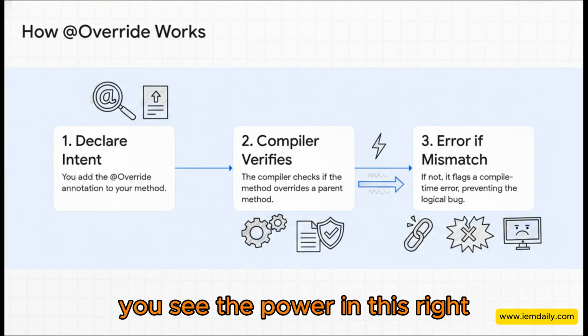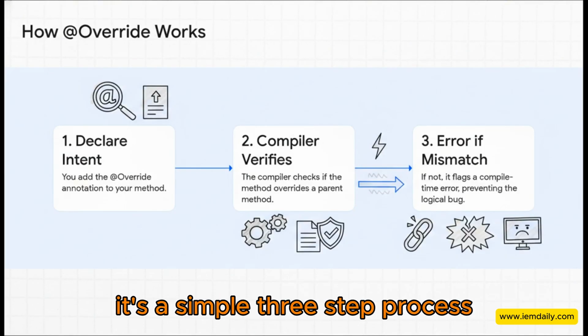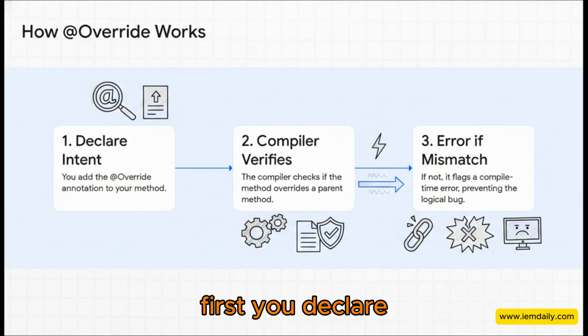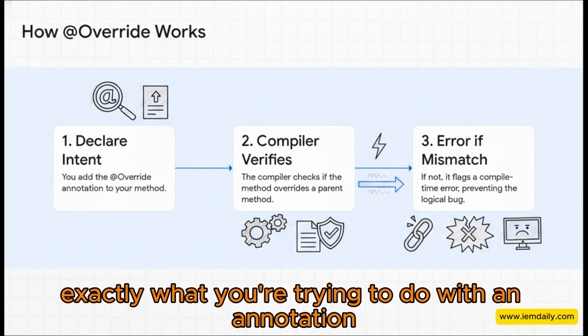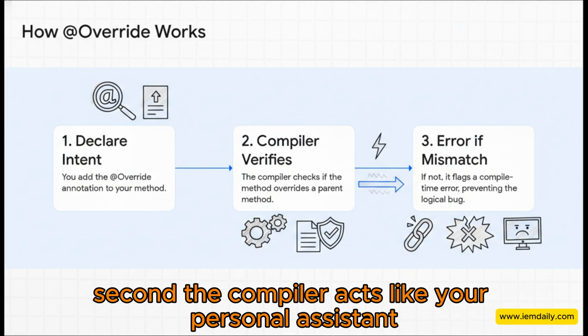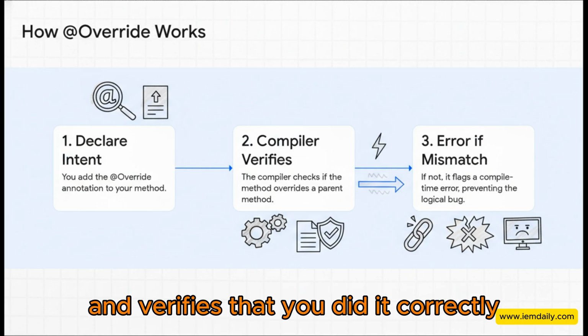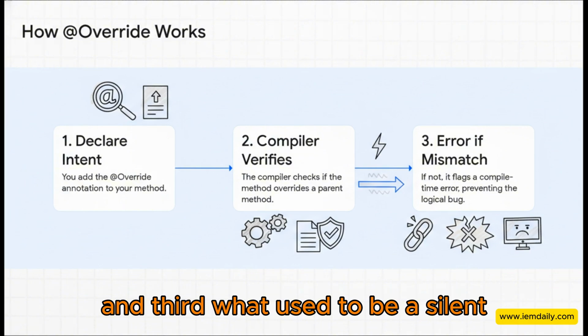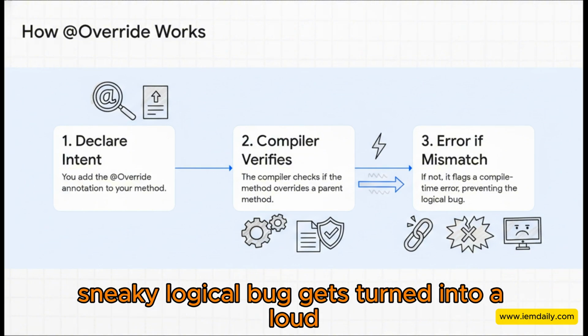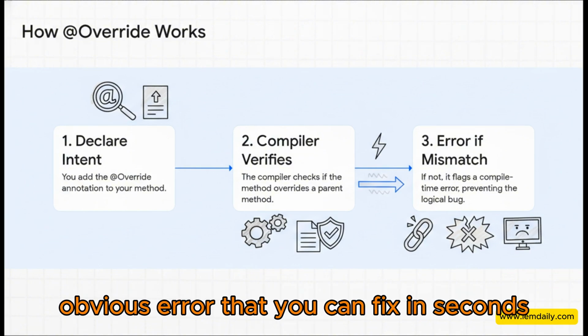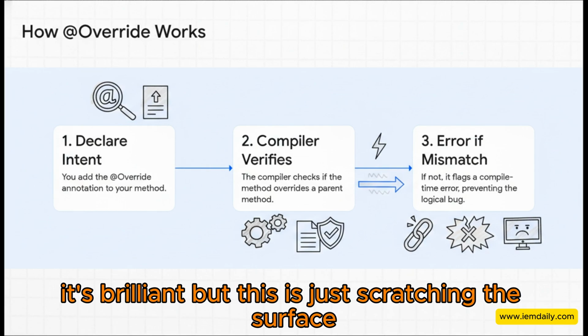You see the power in this, right? It's a simple 3-step process. First, you declare exactly what you're trying to do with an annotation. Second, the compiler acts like your personal assistant and verifies that you did it correctly. And third, what used to be a silent, sneaky, logical bug gets turned into a loud, obvious error that you can fix in seconds. It's brilliant.